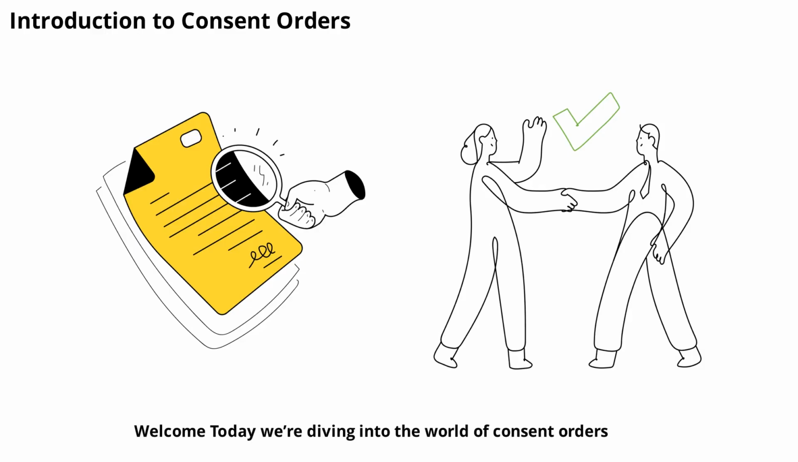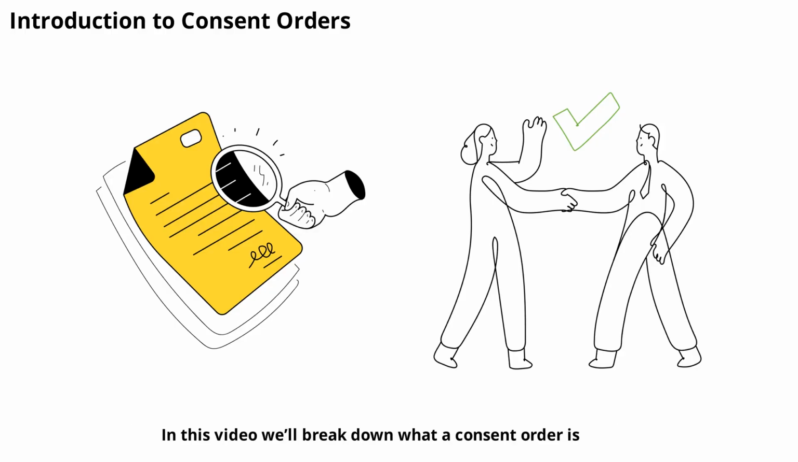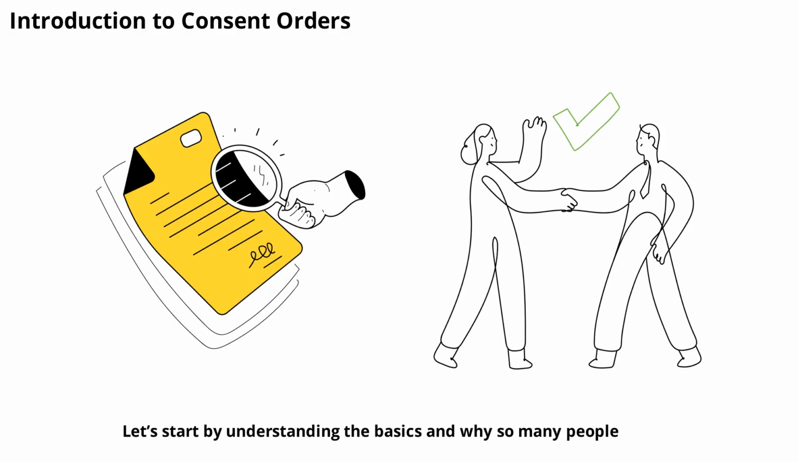Welcome! Today, we're diving into the world of consent orders. If you've ever heard the term but weren't quite sure what it meant, you're in the right place. Consent orders are legal agreements approved by a court, often used to resolve disputes without a lengthy trial. They're common in family law, business disputes, and regulatory matters. In this video, we'll break down what a consent order is, why it's important, and how it works in practice.